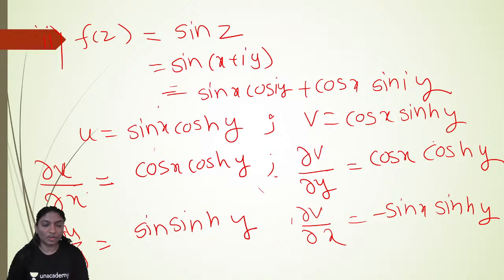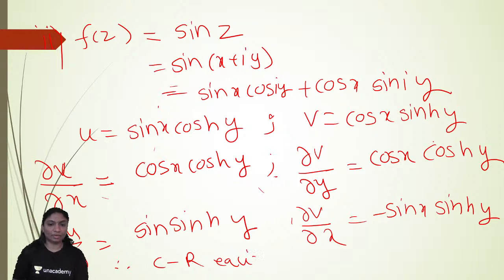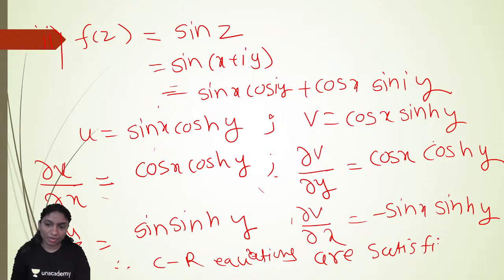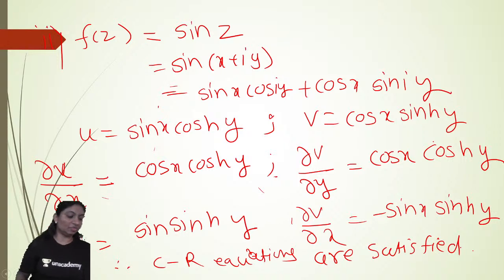So if you observe, ∂u/∂x is equal to minus ∂v/∂x. Now ∂u/∂x is equal to ∂v/∂y, and ∂u/∂y is equal to minus ∂v/∂x. Therefore CR equations are satisfied. Okay. CR equations are satisfied.